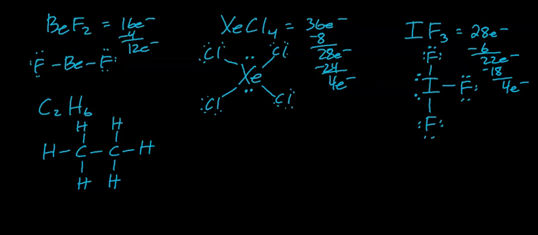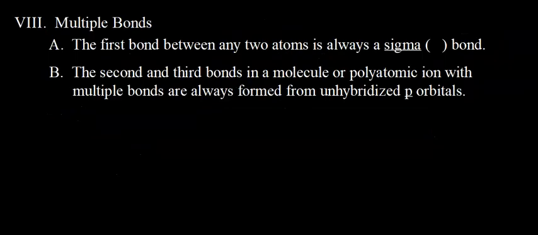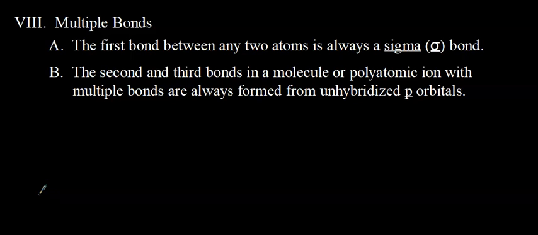So again, hopefully you got all those. Rewind as needed. All right, next up we have multiple bonds, multiple covalent bonds. We're talking about double and triple bonds. So it says the first bond between any 2 atoms is always a sigma bond. We use a lowercase Greek letter sigma to represent that, sigma bond.